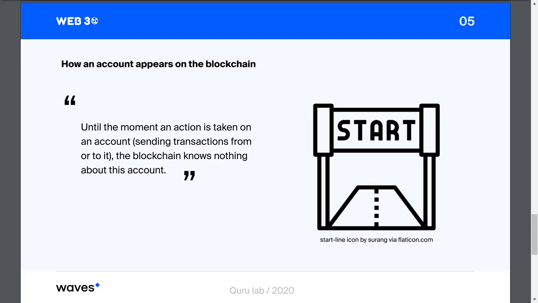There is no activity, so it is impossible to find any transaction about this account when you scan it on the Waves Explorer. Until an action is taken on the account, whether receiving a token or sending one out, the blockchain cannot know anything about it. So when an account is created, it doesn't just stop there. There has to be an activity on this account before anything can be logged or recorded about it.